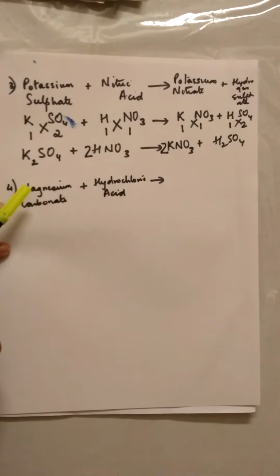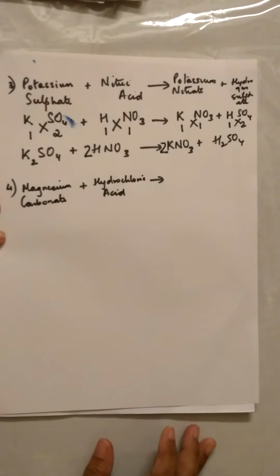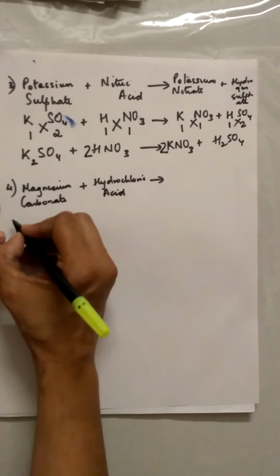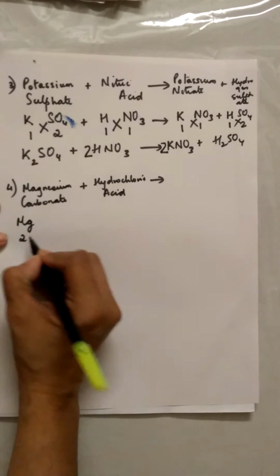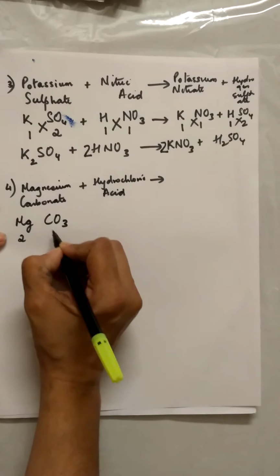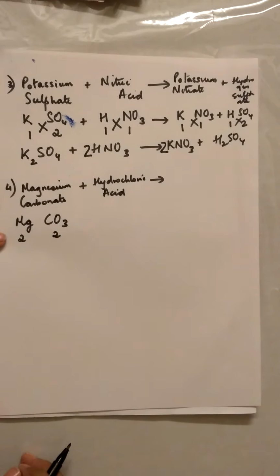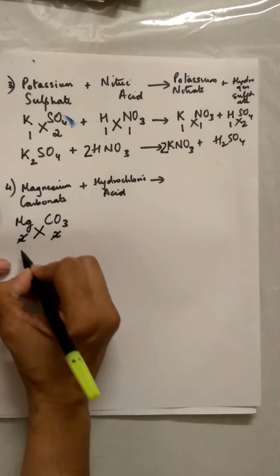Now we come to the next one, and that is magnesium carbonate plus hydrochloric acid. So we will write the formulae again and then we rearrange the ions to form the products. So magnesium is Mg. Valency of magnesium is 2. Carbonate is CO3. Valency of carbonate is also 2. 2 ones will cancel.